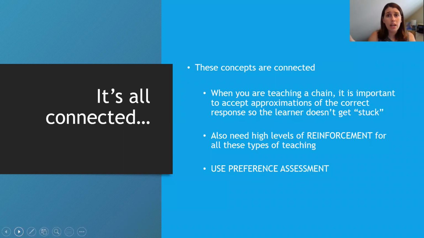So it's all connected. When we're teaching a chain, it's important to accept those approximations of the correct response so the learner doesn't get stuck. We don't want to work on anything for too long. We also need to use high levels of reinforcement for all of these types of teaching, and use preference assessments that we've discussed in past trainings.